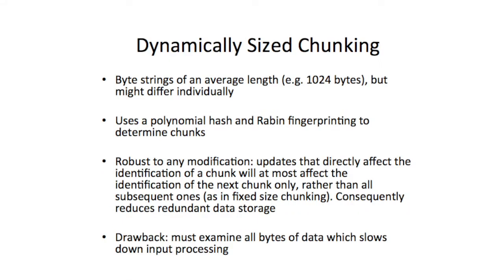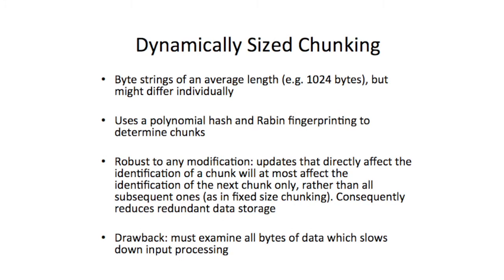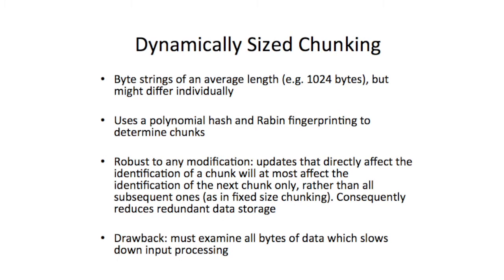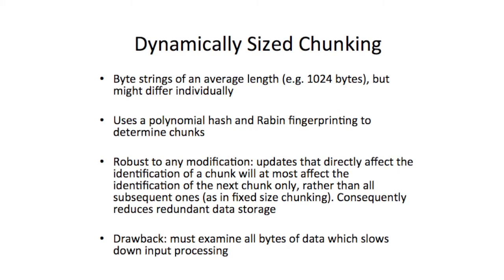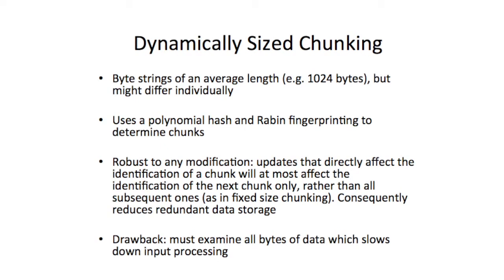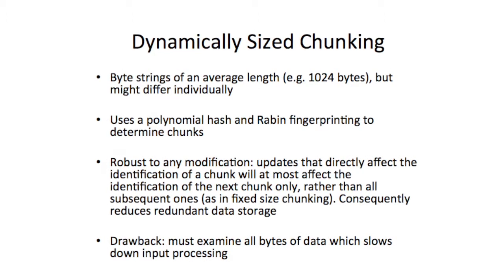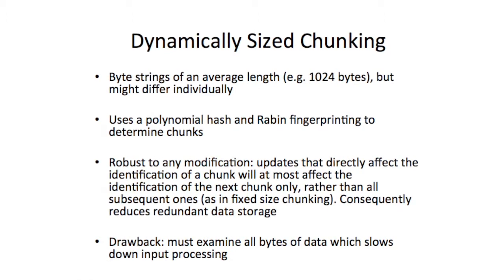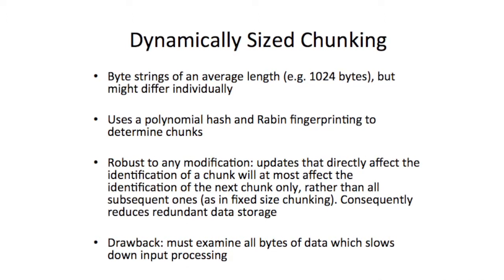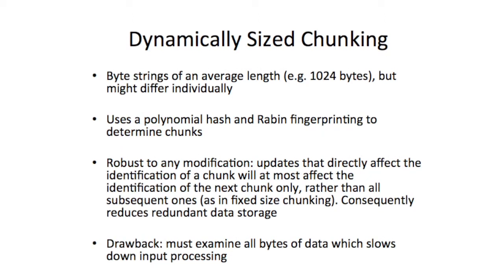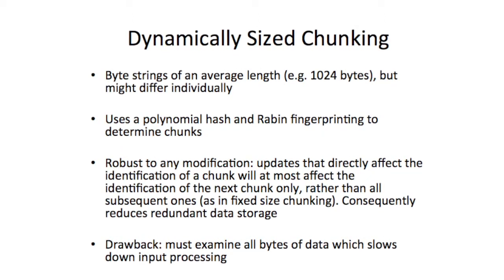A more robust approach is what's called dynamic chunking. In dynamic chunking, we search for a certain characteristic of the text that we are reading in order to delineate the beginning and the end of the chunk. In order to do this, we use what's called a polynomial hash, and we look for what is called the Rabin fingerprint.